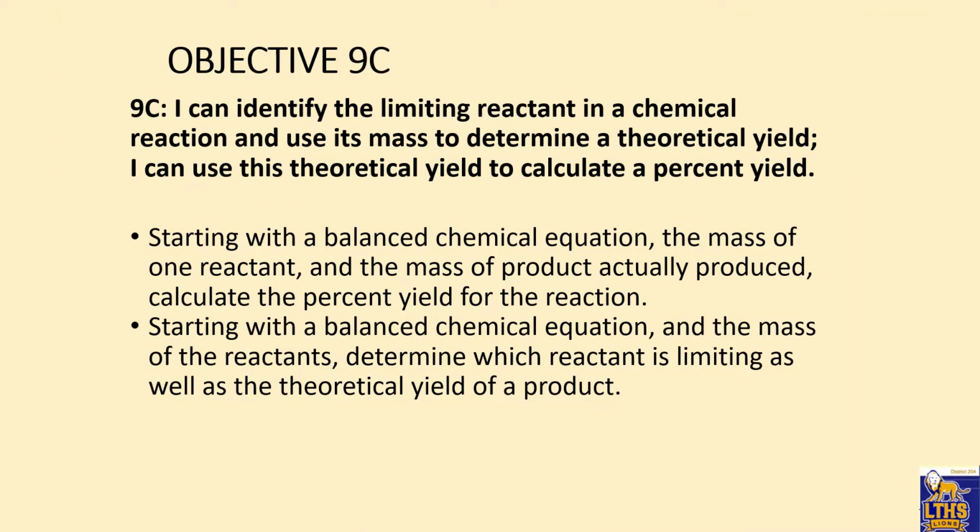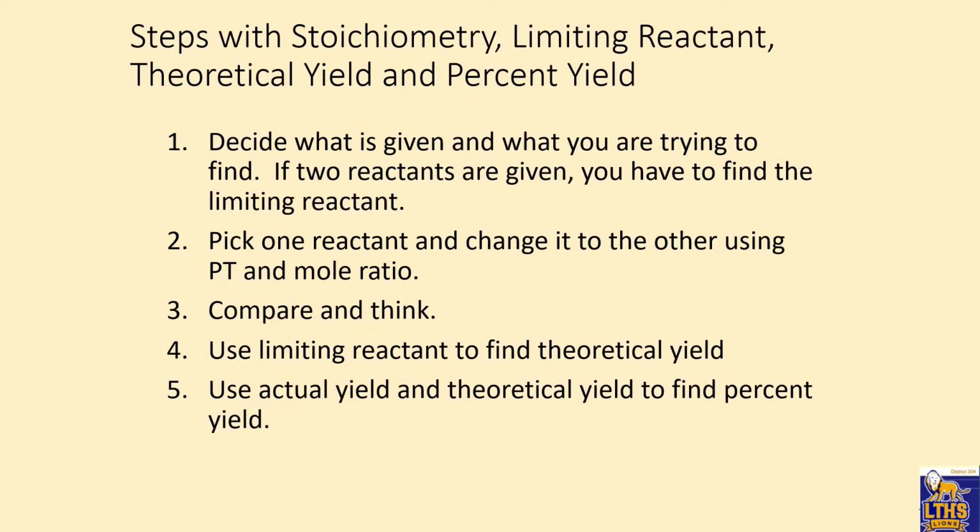So here's what the whole objective 9C is: being able to identify a limiting reactant, then use its mass to determine a theoretical yield, and then use the theoretical yield to calculate a percent yield. So you have to be able to do all of this. So here are some steps you can use.